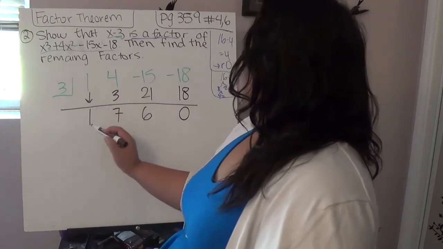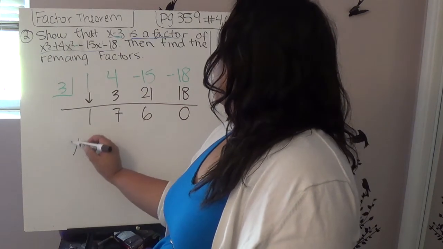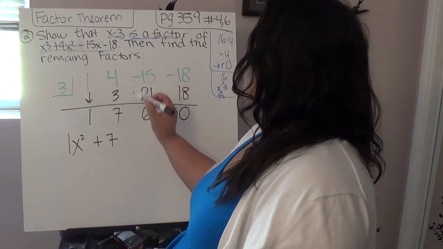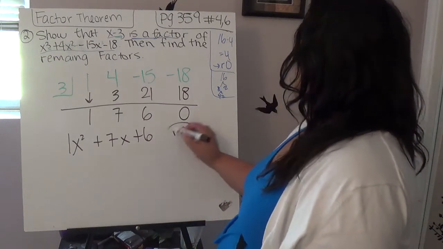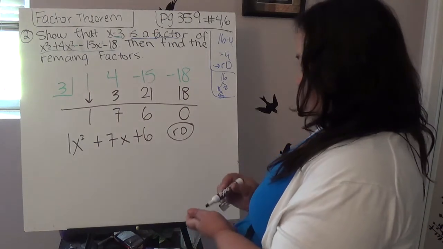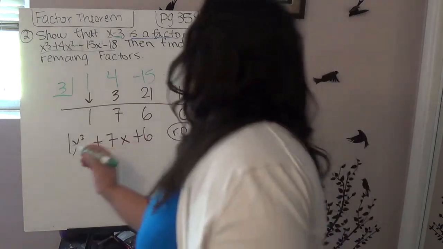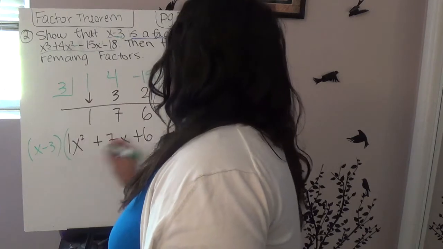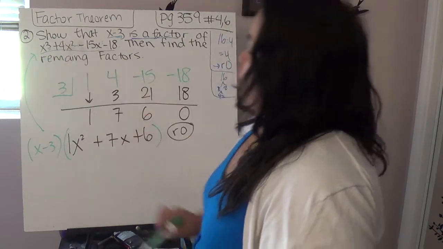So this means that when I write the answer, since this started as x cubed, I'm going to start with x squared. 1x squared, plus 7x plus 6, and remainder 0. So this is it, remainder 0. This is telling me that yes, in fact, this is a factor. What that means is, if I multiply x minus 3 by my answer here, I would get my original equation.